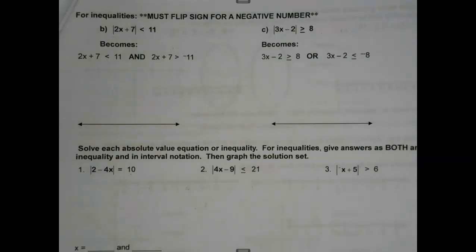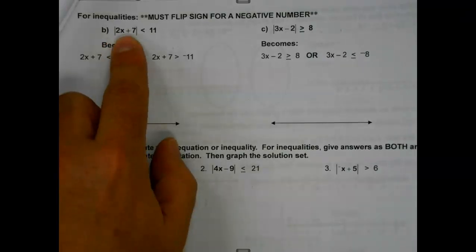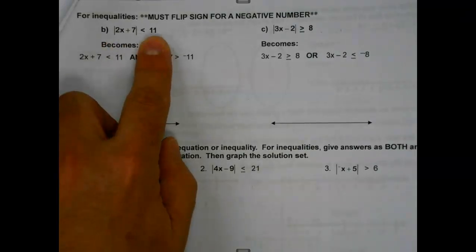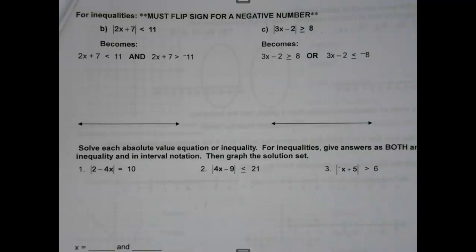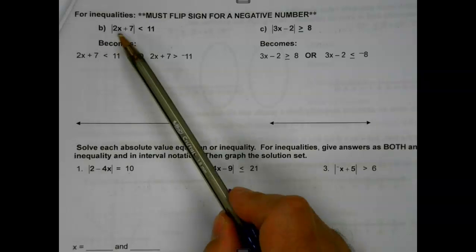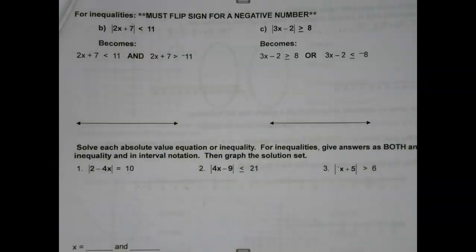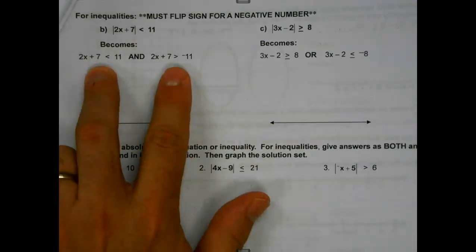Okay. So inequalities, just like before, you're flipping the sign for a negative number. I'll explain that in a little more detail here in a sec. Absolute value of 2x plus 7 is less than 11. On this next quiz, what gets missed most often? People pay no attention to whether it's absolute value or just a regular inequality. There's a difference. A regular inequality, you solve it, you're done. These, we got to have two.